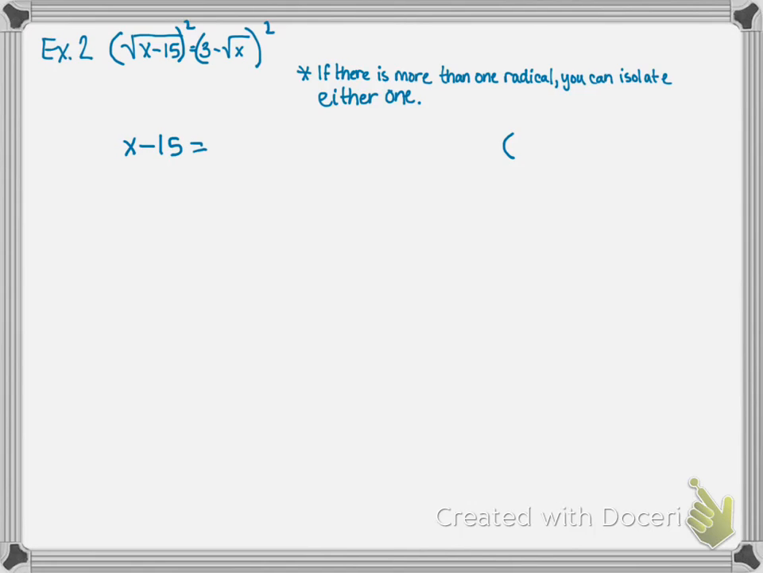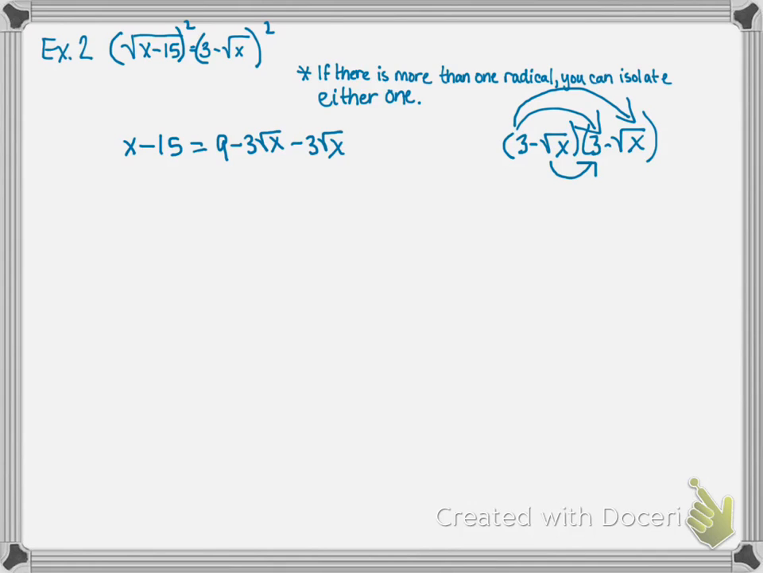When we square the right-hand side, we have to remember that we are going to need to FOIL this because it's 3 minus the square root of x times 3 minus the square root of x. So 3 times 3 is 9. 3 times negative the square root of x is negative 3 radical x. Negative radical x times 3, again negative 3 radical x. Negative radical x times negative radical x is plus x. Let's simplify that a little bit. So x minus 15 equals 9 minus 6 radical x plus x.